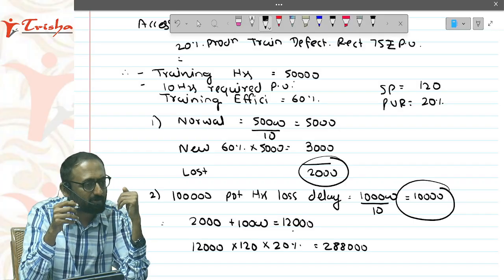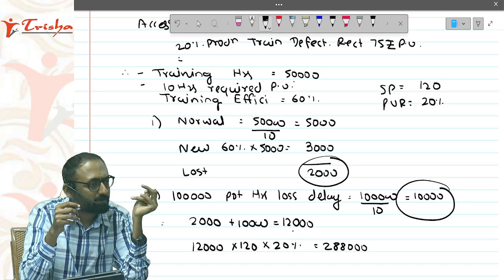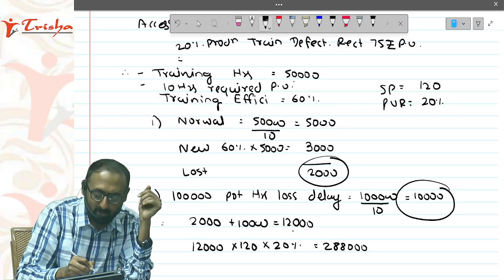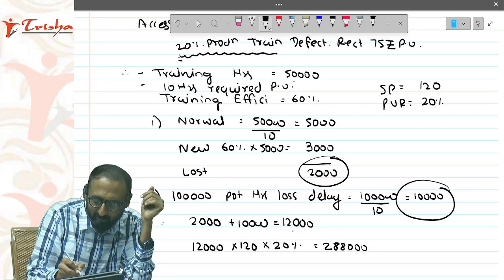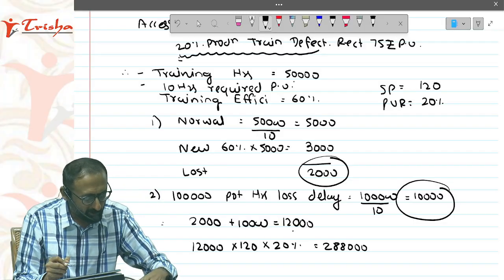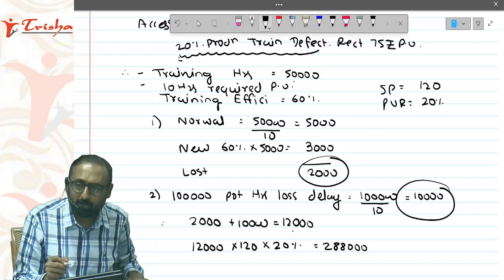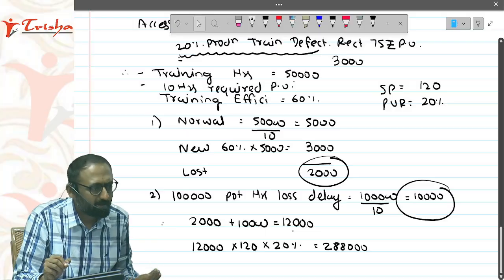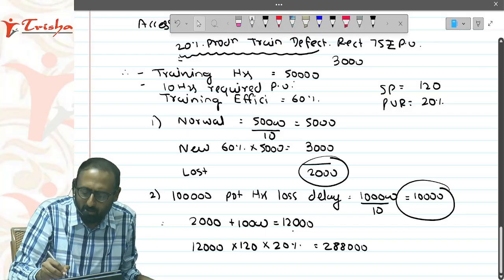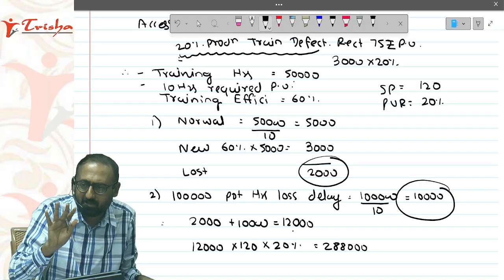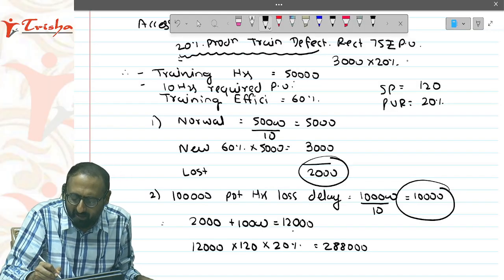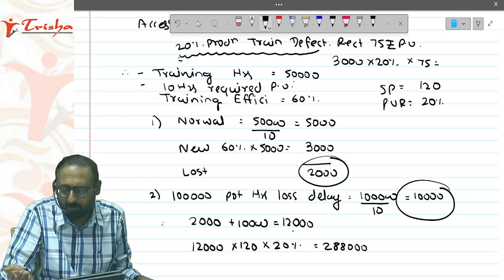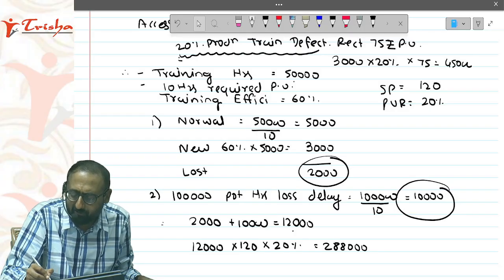Anyone got that rectification cost? 45,000? Correct, sir. I'll repeat this. 20% of the production during the training period is defective. How many units were produced in that training period? Only 3,000. Correct, sir? Are all defective or only 20% defective? So 3,000 multiplied by 20%, 600 units are defective. And how much is the rectification cost incurred? Is it 75 rupees? 3,000 into 20% into 75. Is your answer 45,000?